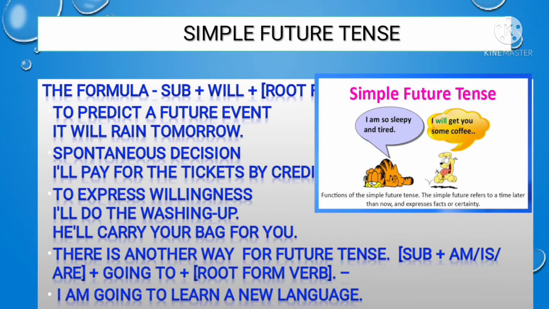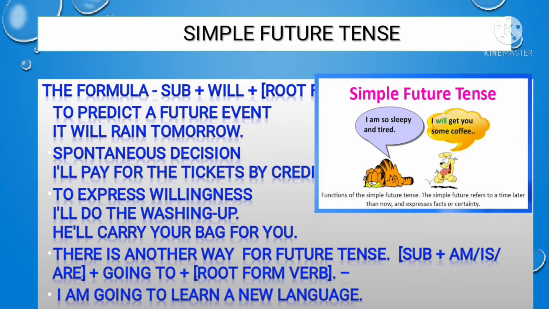First, simple future tense. Simple future tense indicates something going to happen certainly. Something will happen certainly, we call it simple future, like predicting something. It will rain tomorrow. Or: I'm going to become a teacher.